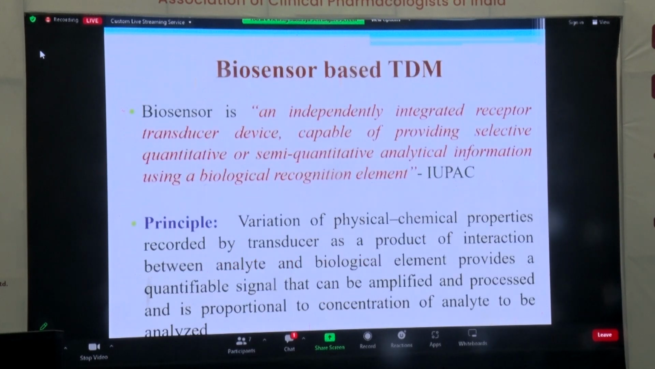And sometimes there is a difference between the capillary blood concentration and the venous blood concentration. So how much we should go for it has to be answered properly through studies.